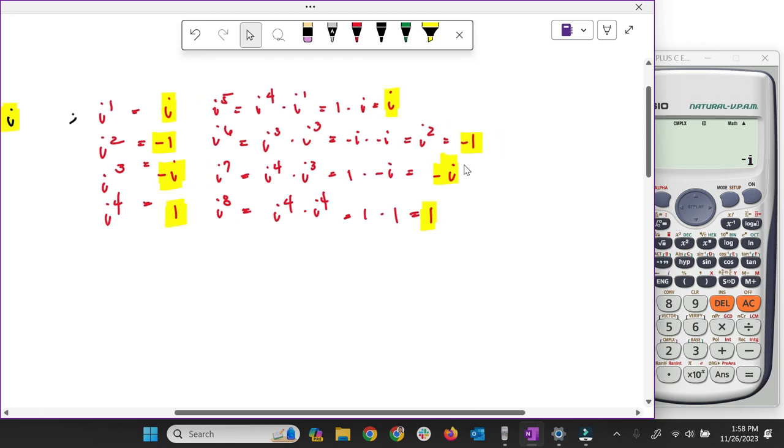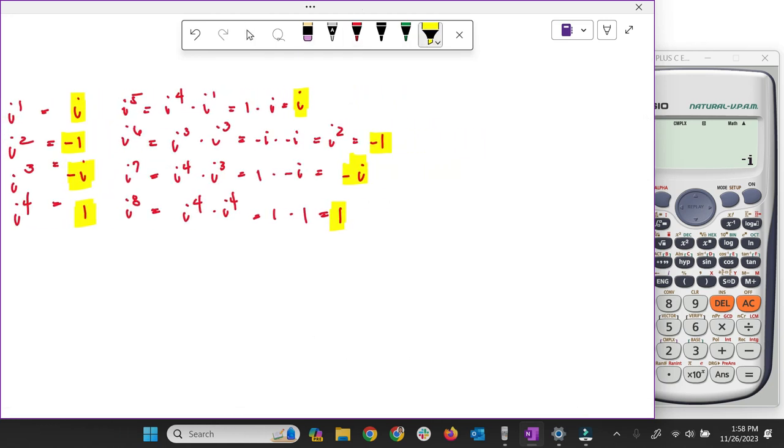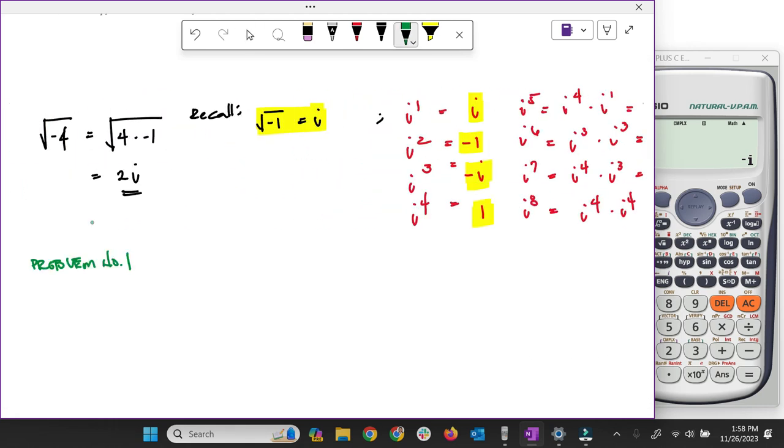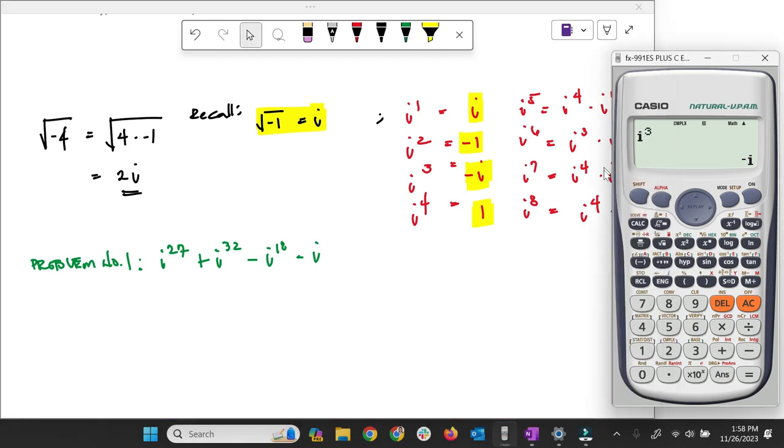Paano naman kapag halimbawa, tinanong ko, find... sige, ganito na lang. So, for problem number 1, let's have i raised to 27 plus i raised to 32 minus i raised to 18 minus i. Okay. So, ngayon, kung ilalagay niyo siya sa calculator, as in gantong-ganto ang itsura, try natin.